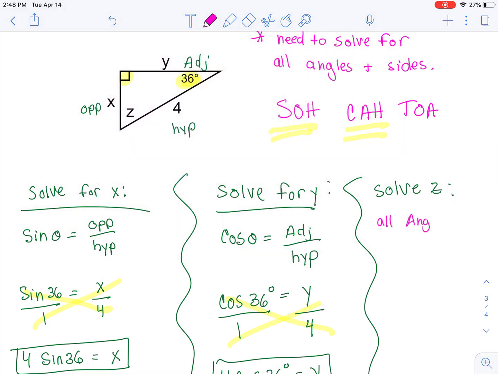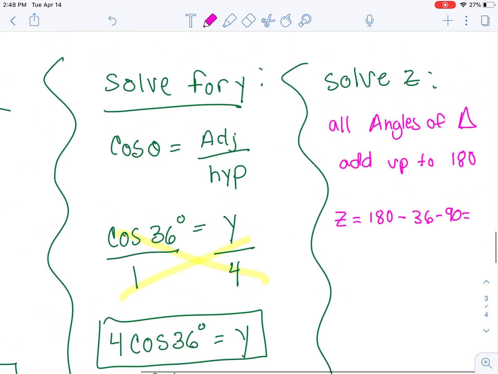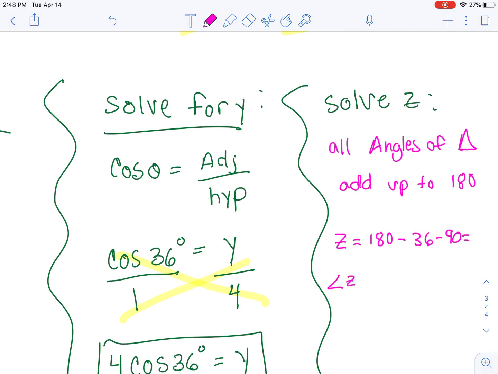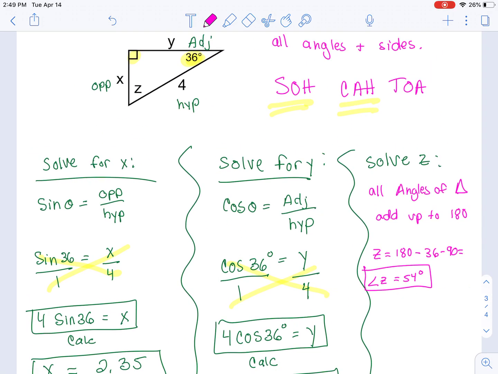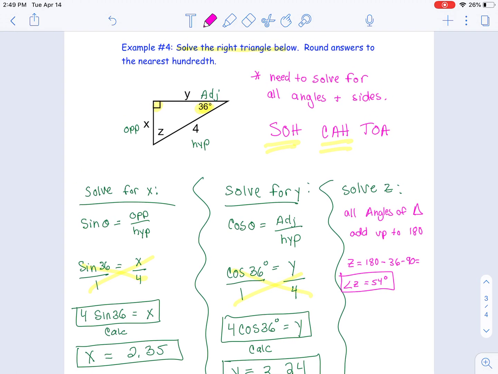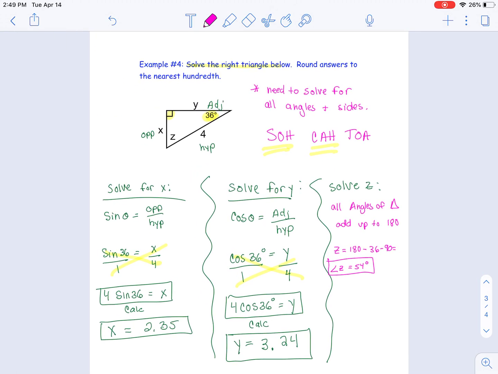All angles of a triangle add up to 180. So if we have two of the three angles, we can just subtract from 180 and find z. So z is going to be equal to 180 minus 36 minus the 90 degrees. So we're going to get angle z is equal to 54 degrees. So now we've solved for the triangle. I know all three sides and I know all three angles, and that's how we solve for a right triangle.